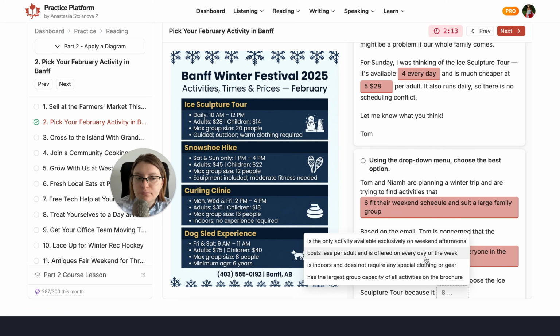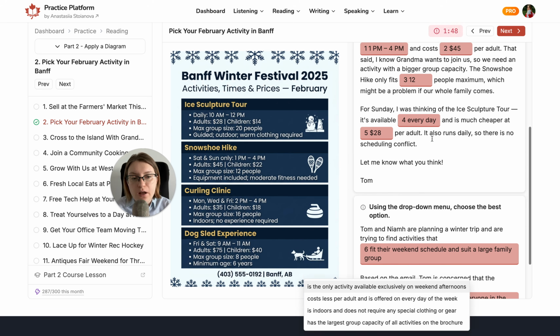Indoors? Do we know anything about this? Yeah. Like, if it's ice sculpture tour, I doubt that it's indoors, right? But doesn't require any special clothing. It's not right because actually, according to the diagram, it says warm clothing required. So we cannot choose this option here. Has the largest group capacity? So simply not true, right?